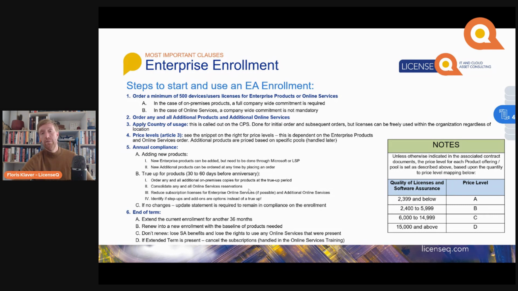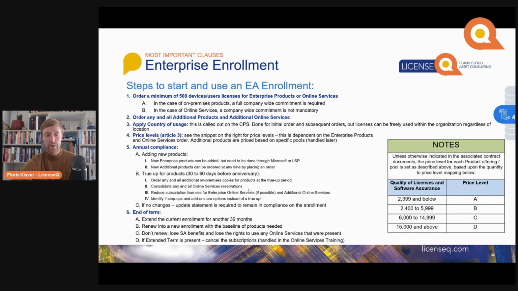Step ups are basically going from a lower edition of a product to a higher edition. So if you're buying SQL Standard and you have a shortfall in SQL Enterprise, but you have more SQL Standard licenses than you need, you can step up your Standard license to Enterprise. If there's no change over a year in your enterprise agreement, you're still required to do an update statement. And your LSP should do this with Microsoft to keep your enrollment in compliance.